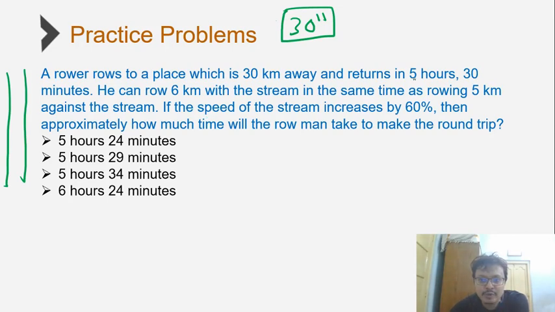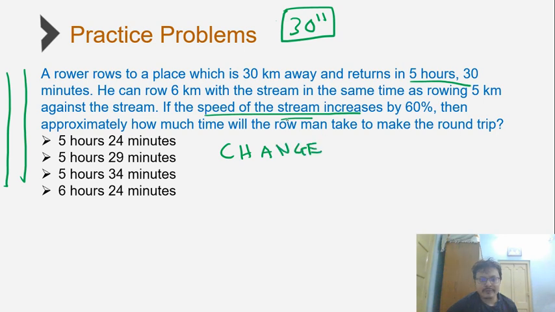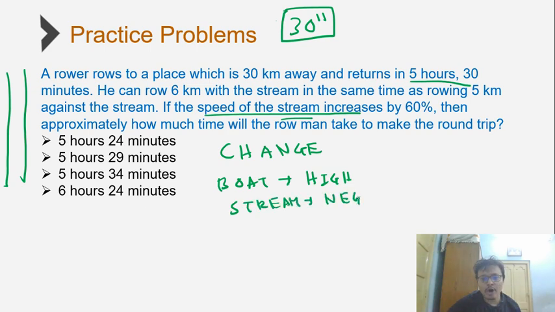Normally, I am going and coming back in 5.5 hours. Now the change is going to happen with the speed of the stream increasing. Now, depending on the speed of the stream changes, since the primary thing is the boat speed, the change would be very small. So always remember, if the speed of the boat is changing, the change will be very high. If the speed of the stream is changing, this change will be very low, because stream usually has negligible effect on the boat. So now the question is saying speed of stream increases.